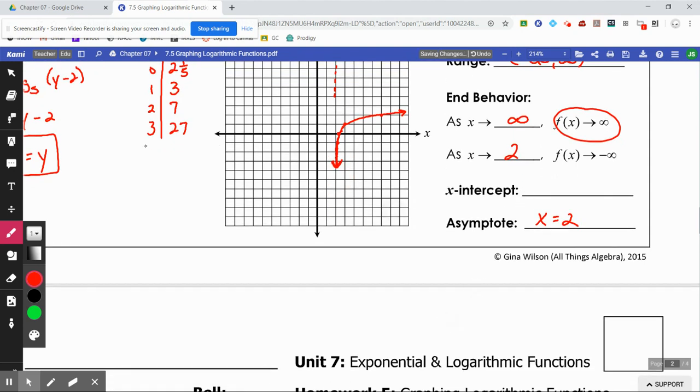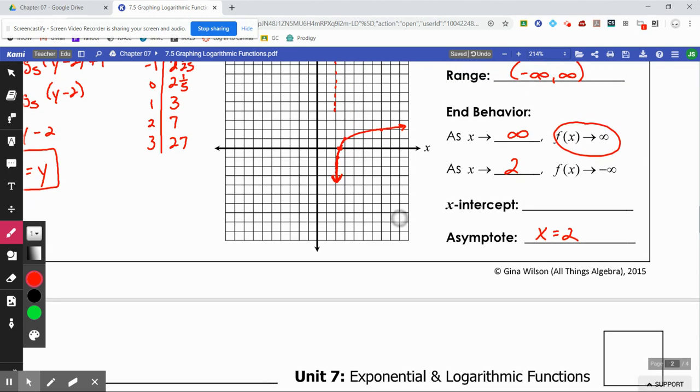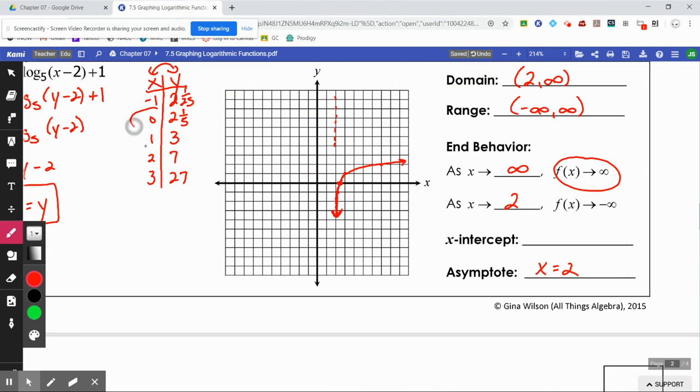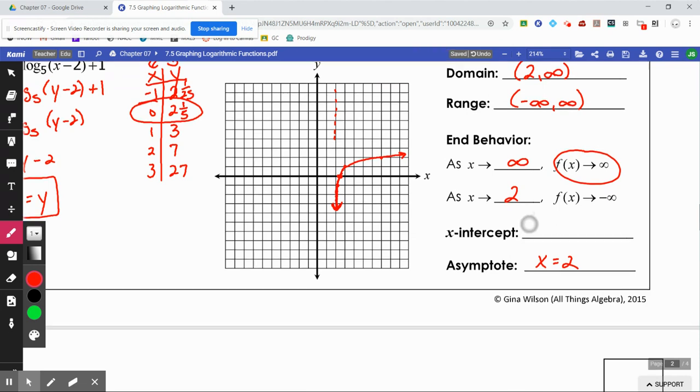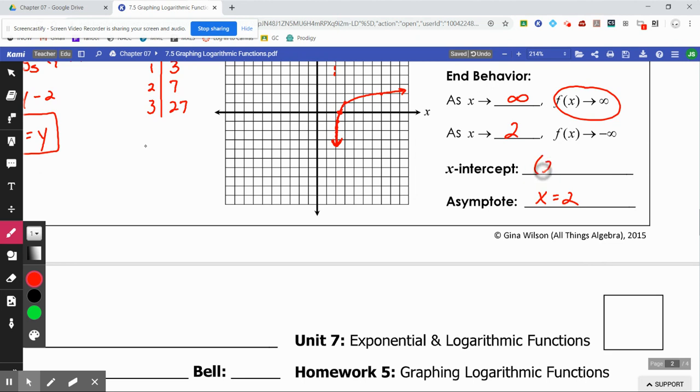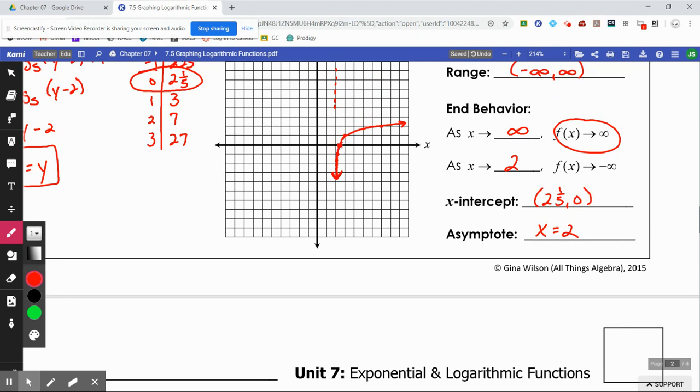You do have an x-intercept, which is located right here. And we can actually look at our points here. Since 0, 2 and 1/5 is on our inverse, then that means that our x-intercept would be the inverse of that, which is 2 and 1/5, 0, which again is located right there on our graph.